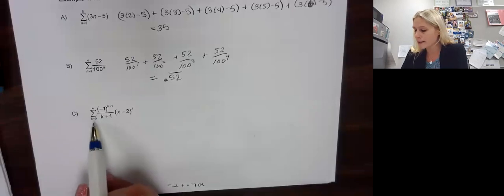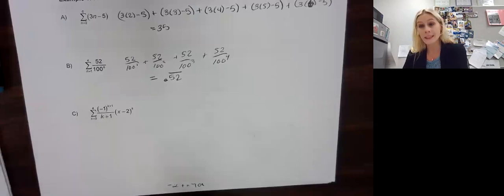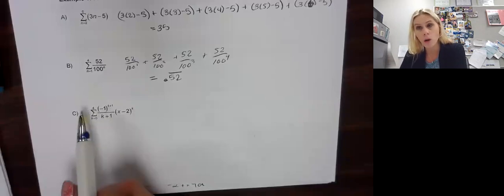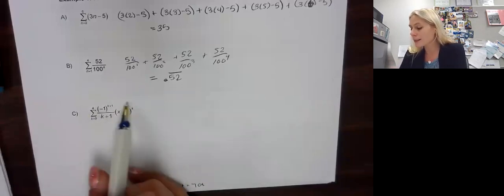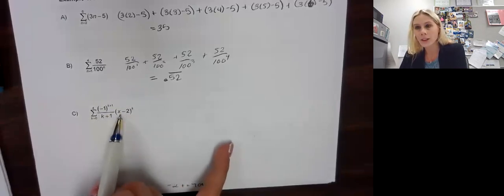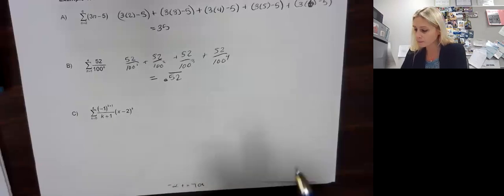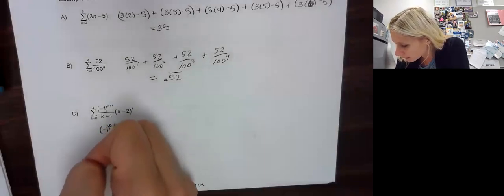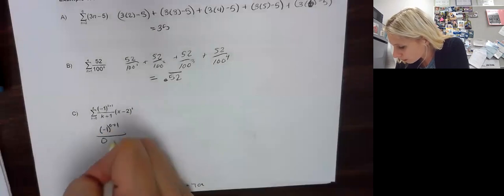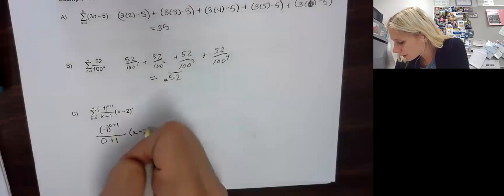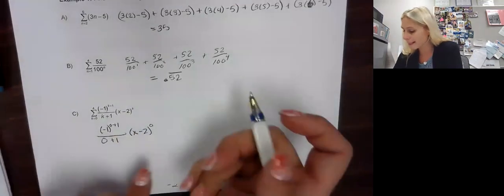What I want you to keep in mind is our term value, in this case, is not the value. Our term position is k. So when we plug in 0 to 4, we're plugging in for k. Well, as you can see in our a sub n here, x is still there. So we're not putting in a value for x. So negative 1 to the 0 plus 1, all over 0 plus 1 times x minus 2 to the 0. See how complicated that's getting?